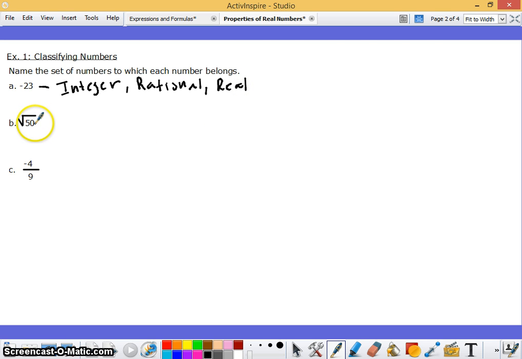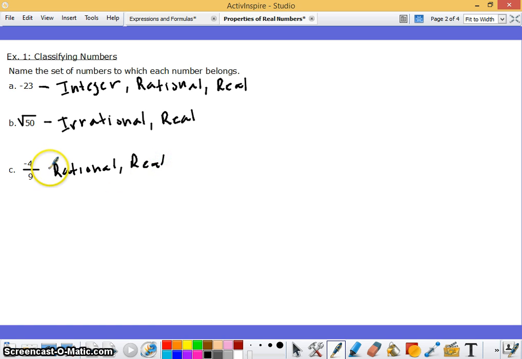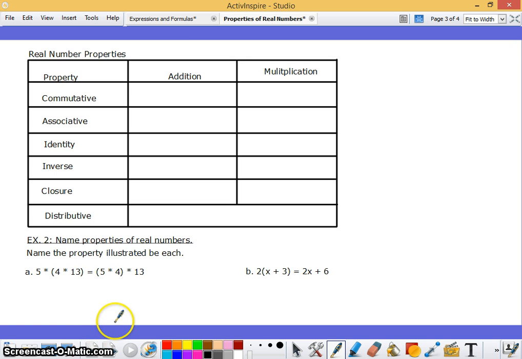Alright, the square root of 50. 50 is not a perfect square. It is not 4, 9, 16, 25, 36, or so on. So it is not a rational number. It is an irrational number, and it is also real. Negative 4 over 9. Since it is a fraction, it is not natural, it is not whole, and it is not an integer. So this is just rational and real. That's how you go ahead and classify numbers. So let's move on to properties.